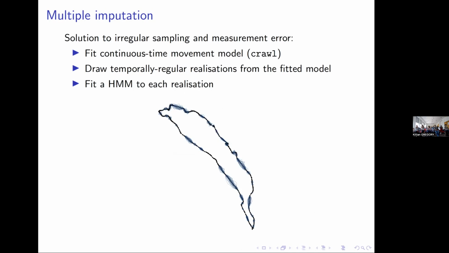So the idea is like here we have a big gap in our observations. It's essentially going to integrate over every possible route it could have taken during that time step. Okay. And then we're going to get predictions for each of these simulated tracks. We're going to get hourly predictions of its location. And then we're going to fit the HMM to each one of those tracks. And that's the multiple imputation part. Okay.